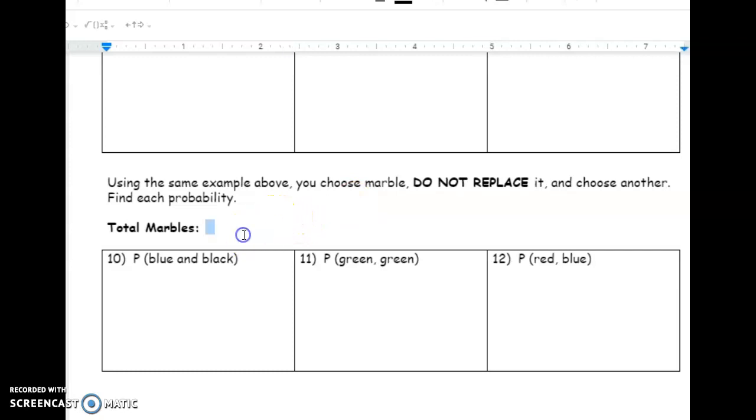So we have 12 marbles again in our bag, and I'm just going to write here so we can have them in front of us. We have 3 blue, 6 red, 2 green, and 1 black. That's how we got the 12. So now we want the probability of getting blue and black. So let's think about this again.